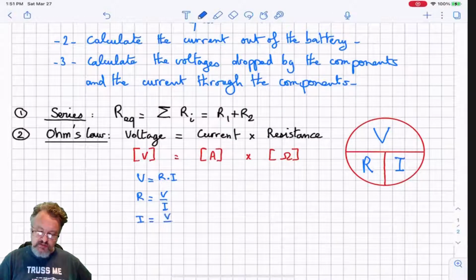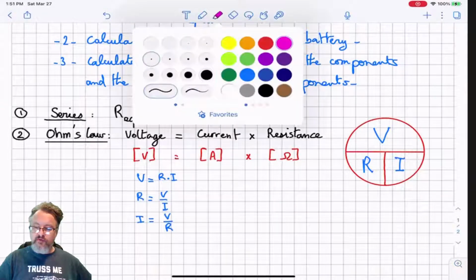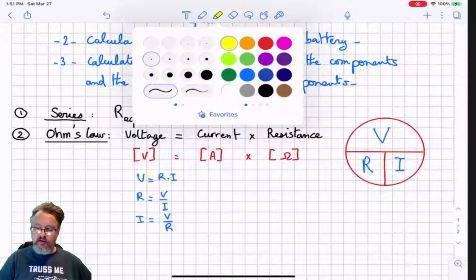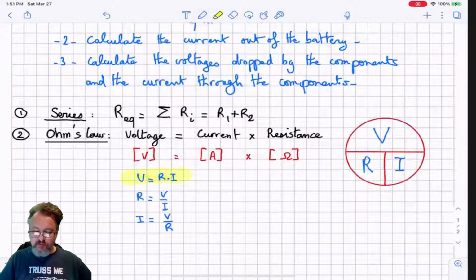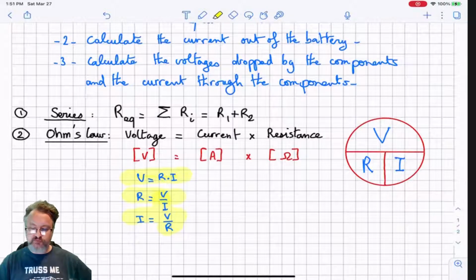So this here is going to be what we need for Ohm's law. Okay, we have this formula, and this formula right here. And this is Ohm's law. And that's what we need to use for part 2 and part 3.